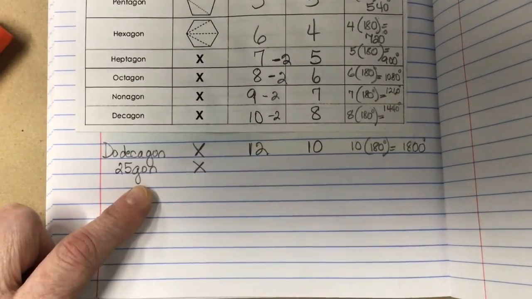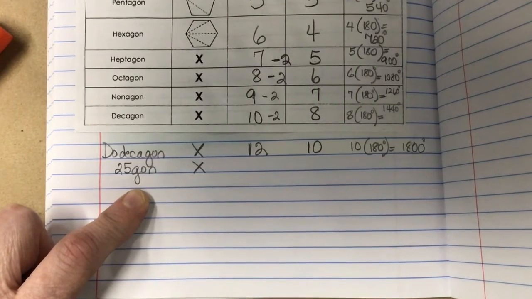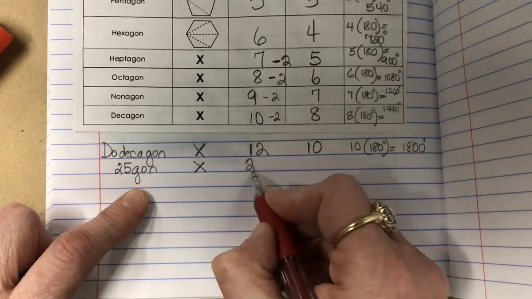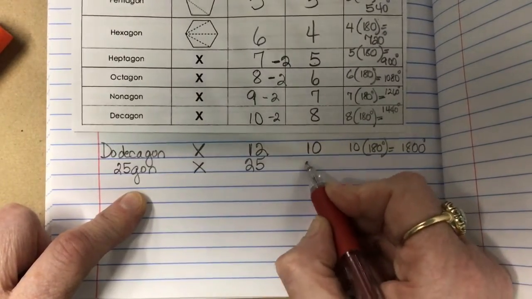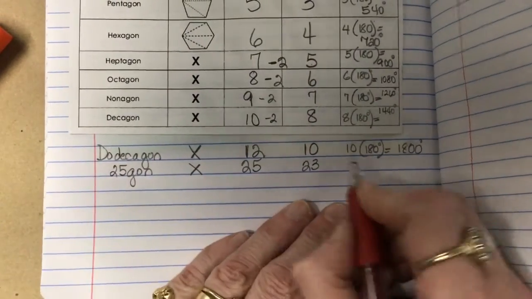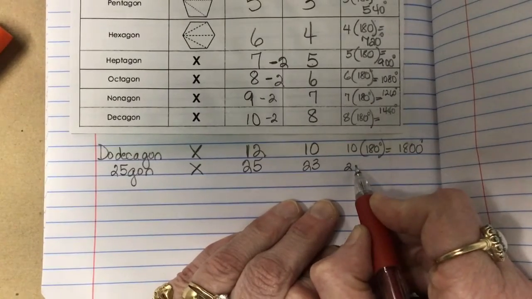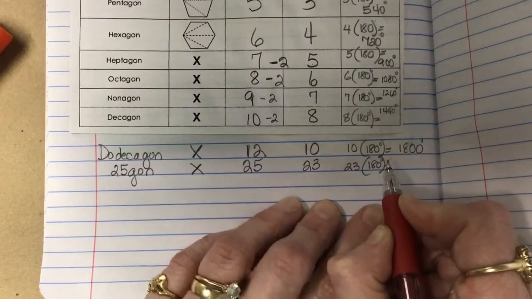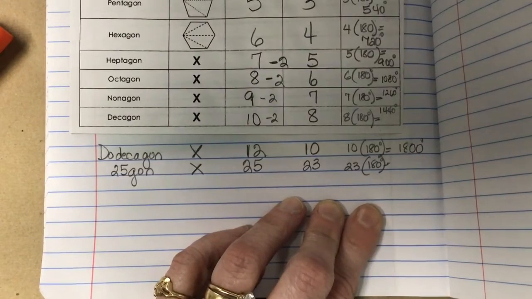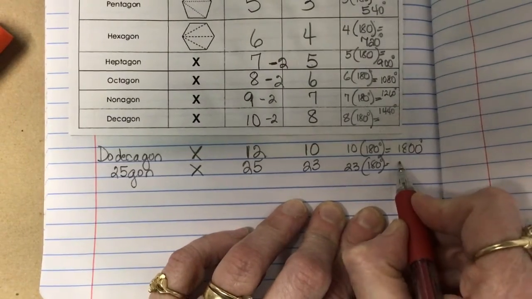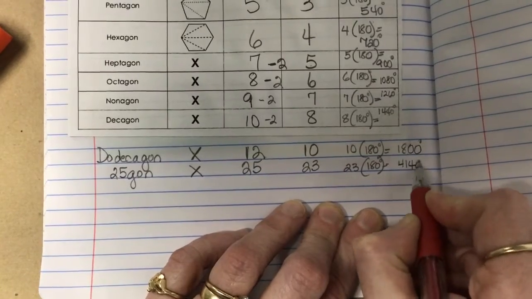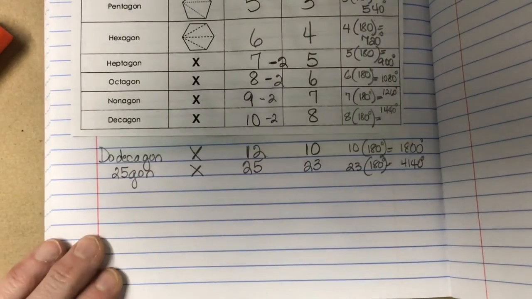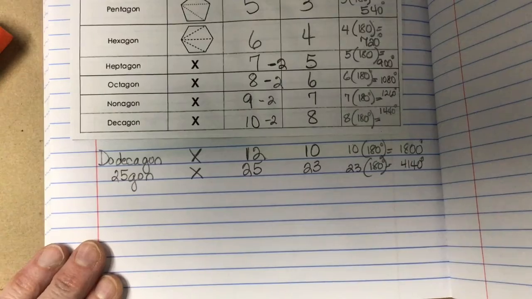And they even write the number. They don't put the word. They just write 25-gon. How many sides does a 25-gon have? 25. You take 2 away, you get 23. And so how many degrees does it have? A lot. 23 times 180 degrees is going to be 4,140 degrees. That's a lot of degrees. That's a lot of sides.